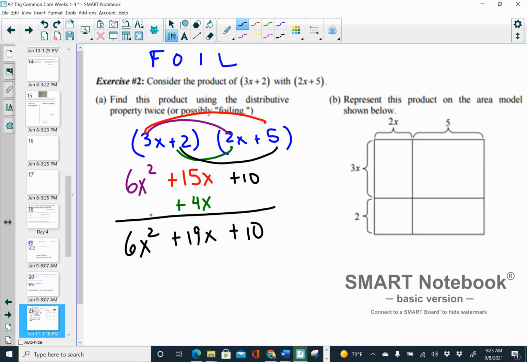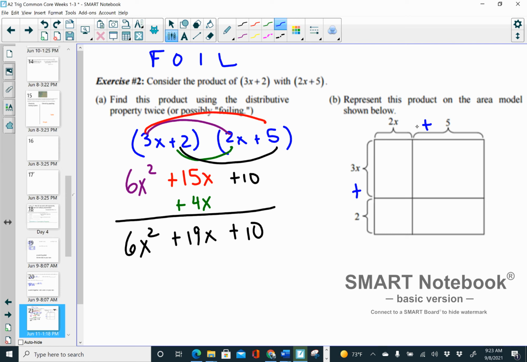If you're like, what, Ms. Varghese? What are you doing? I'm going to go ahead and just show this to you another way. 3x plus 2, right? You put boxes. So we have a 3x plus 2. And then I have a 2x plus 5, 2x plus 5. So this is called the area model.